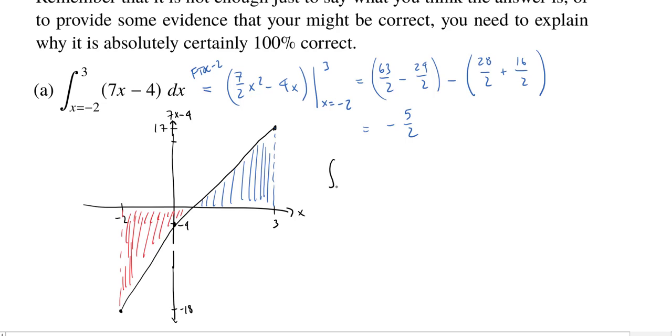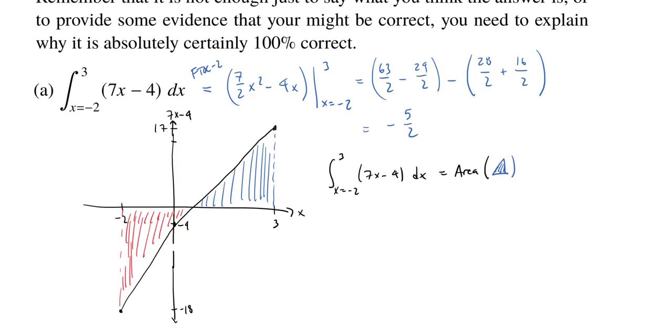All right, so the integral from negative 2 to 3 of 7x minus 4 dx should equal the area of the blue triangle, minus the area. And why is it minus? Well, because remember, it's red, right? It's below the axis. It's all giving us negative accumulation. So this is minus the area of this red triangle.